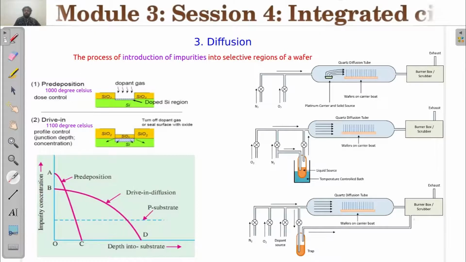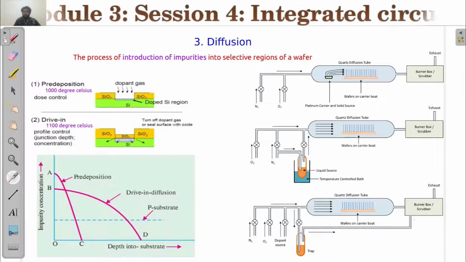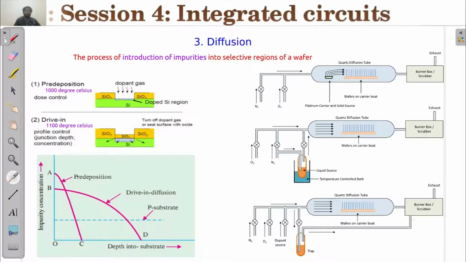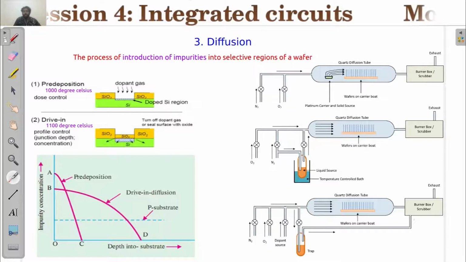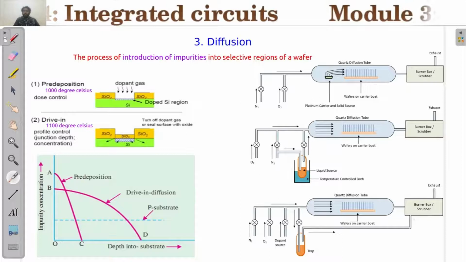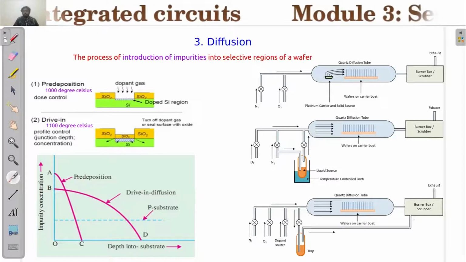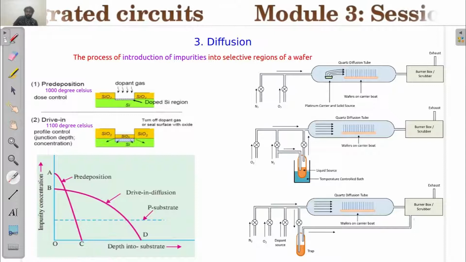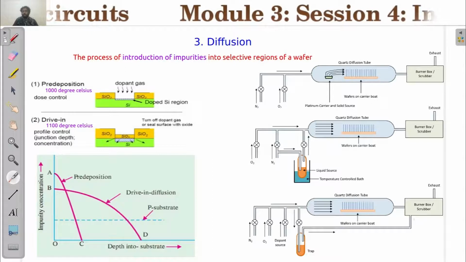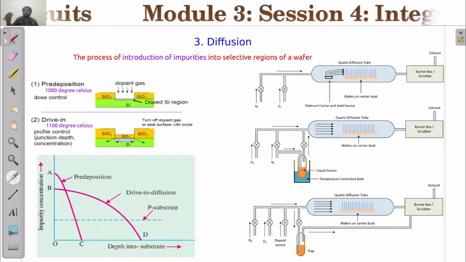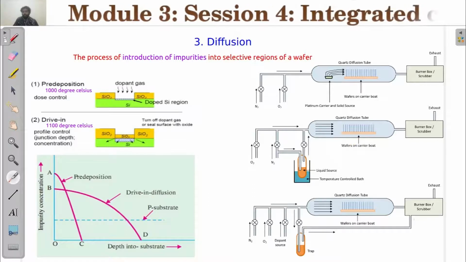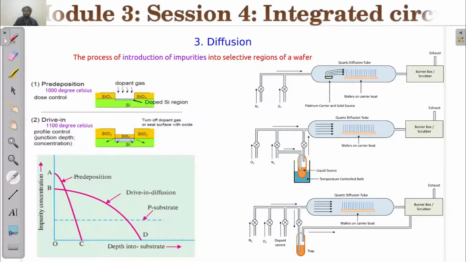So this is how these things are happening, and these quartz diffusion tubes will all be heated up to a temperature of 1000 degrees Celsius. After doing this kind of diffusion pre-deposition step, every wafer will be taken out and subjected to heating without the dopant. We'll be stopping the dopant, and we'll just be heating it to like 1100 degrees Celsius also. So after all this process, our diffusion process will be complete.